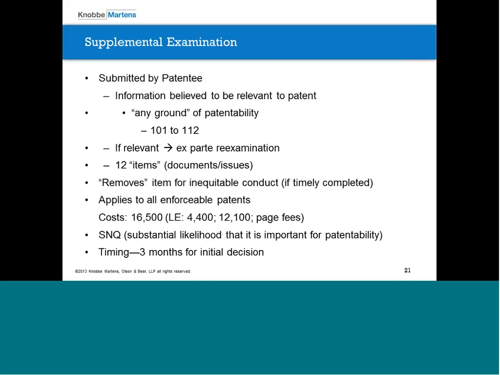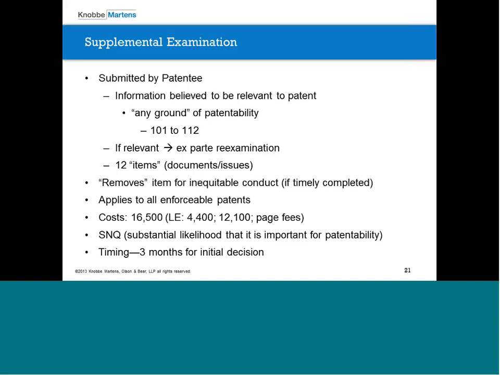So what is supplemental examination? Well, this is basically a submission by the patentee to the Patent Office, providing the Patent Office with any information that they believe to be relevant to the patent. So this allows them to bring up any ground of patentability that they want re-examined by the Patent Office. So 101 to 112, they can have the PTO look at it and bless it again. If the PTO thinks this material is relevant, they'll start with basically a glorified ex parte re-exam proceeding. If the PTO doesn't think that it's relevant, they grant you a certificate and you go forth with everything being considered. One of the big benefits of this proceeding is any of the items that are considered at that point can't be used against you for inequitable conduct down the line. That's assuming everything's timely filed.